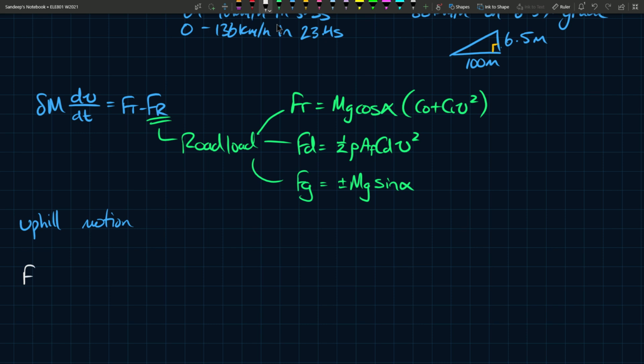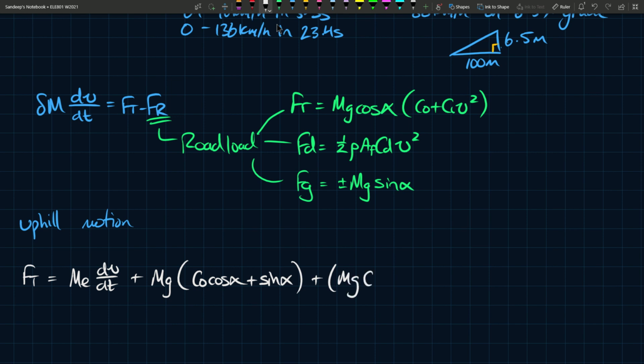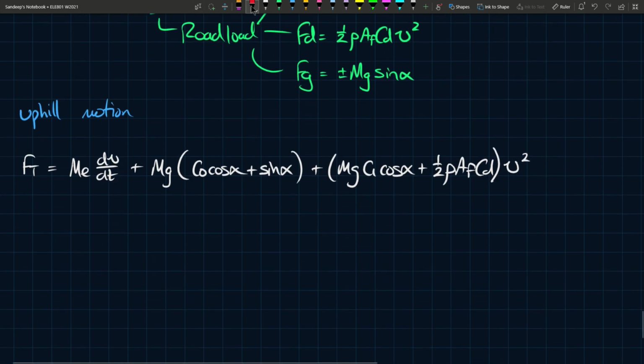So we can get Ft is equal to me dv by dt plus mg c0 cos alpha plus sine alpha plus mg c1 cos alpha plus 1/2 rho af cd, and this is v squared. Now, looking at this equation, there's something that you'll notice, it's fairly obvious. So Ft, we can call it the force equation. So this term is obviously proportional to the acceleration. Obviously, the term is there.